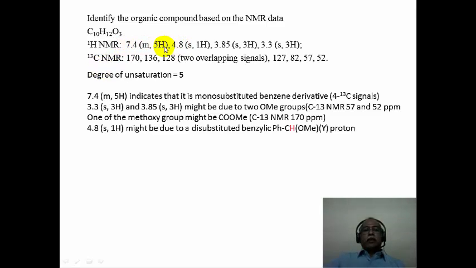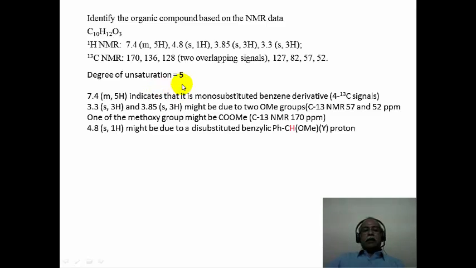The 7.4 multiplet of 5 hydrogens is very characteristic of a monosubstituted benzene derivative. It also matches the 4 carbon NMR signals for a monosubstituted phenyl derivative, with 2 overlapping signals at 128, 136 and 127. These 4 signals essentially correspond to a monosubstituted benzene in terms of carbon signals. The 170 corresponds to a carbonyl functional group, most likely an ester kind of acid derivative. So, the 4 unsaturations correspond to the phenyl ring, and the 5th probably corresponds to an ester carbonyl, which is consistent with the 170 ppm signal in the carbon 13 spectrum.